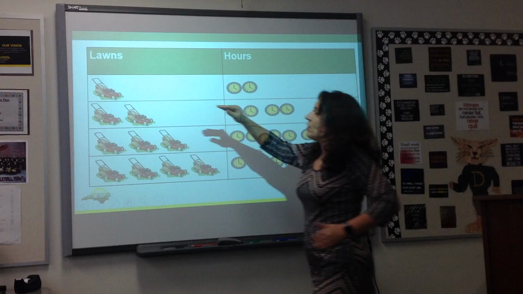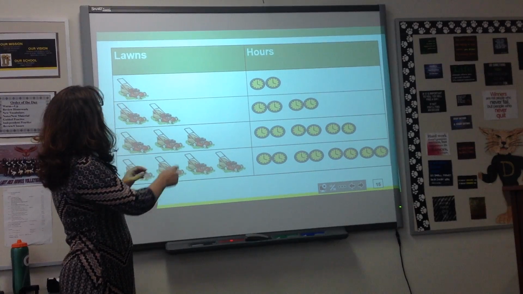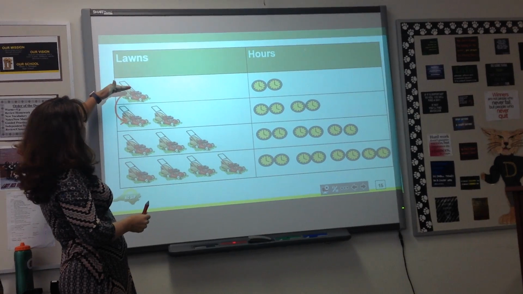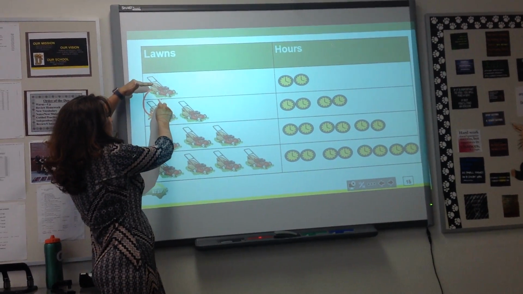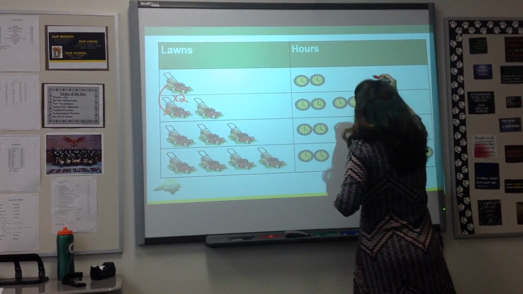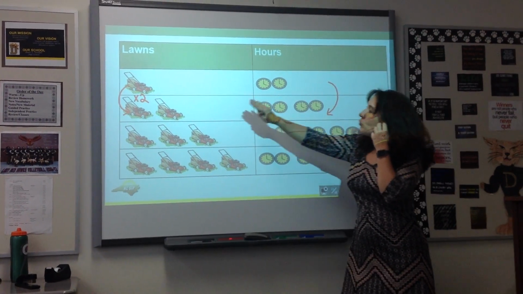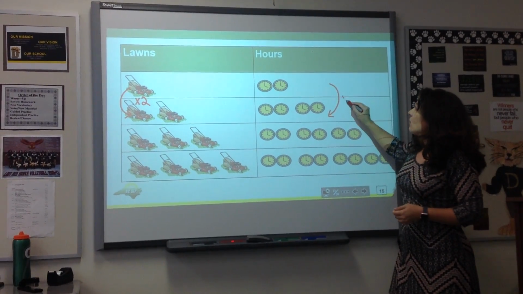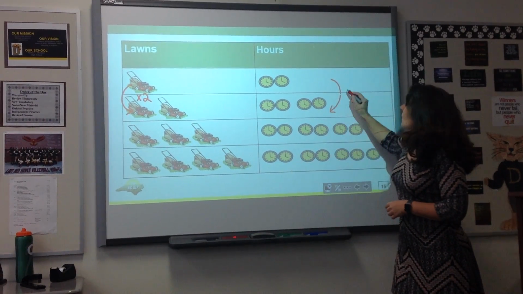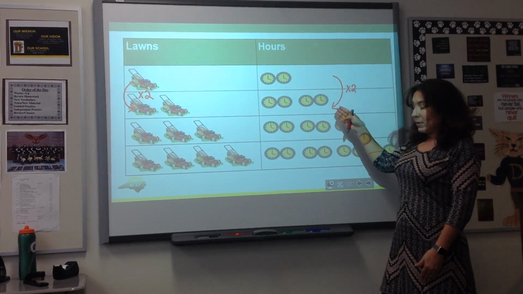So, if I start with this situation, 1 lawn in 2 hours, what happens to go from here to here? What did I do? I multiplied by 2. Okay? So, does that same relationship exist here? When I go from 1 lawn in 2 hours to 2 lawns in 4 hours, did I in fact multiply by 2? Okay? I multiply my lawns by 2, and I multiply my hours by 2.